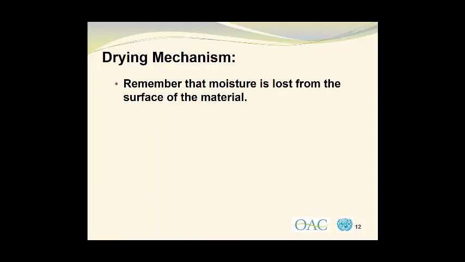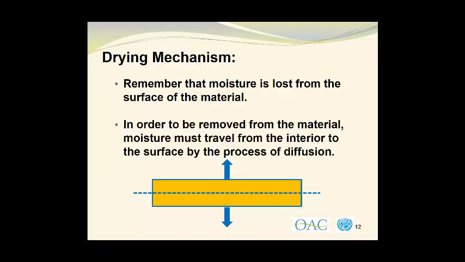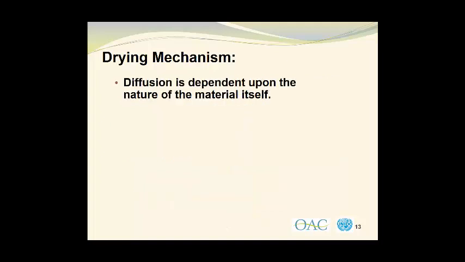We must remember that moisture is lost from the surface of the material, and we can illustrate this with a simple diagram. Here we have a rectangle representing a slice of mango, and of course the moisture will be evaporated from the surface. In order to be removed from the material, moisture must travel from the interior to the surface by the process of diffusion.